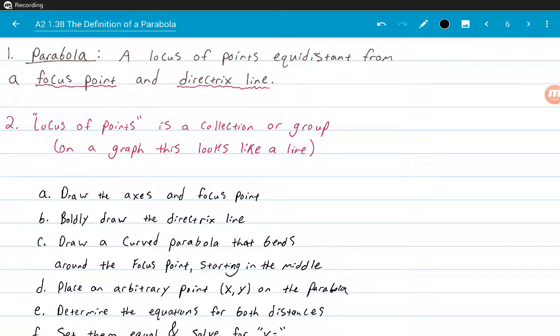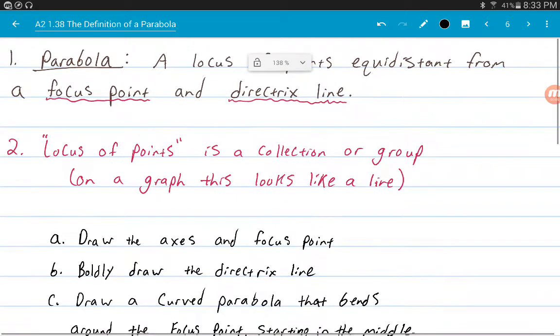Okay, so here's a video on the definition of a parabola. That's what we call today's lesson. And I figured I'd start off with the notes, in case you need them. You should have these written down already.